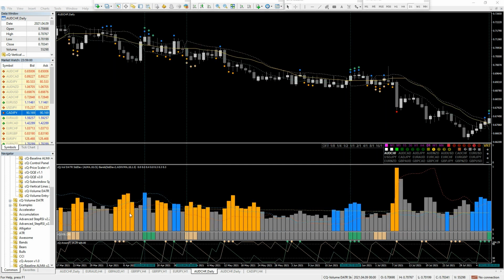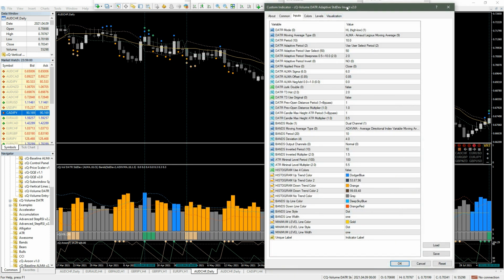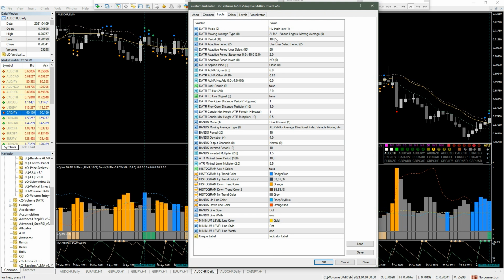Okay, now we'll move on to the volume DATR standard deviation inverted indicator. I added a few things. I removed the limiter and I replaced it with these, which I'll explain. And then I added a few input modes. These can cause a dramatic effect on how it responds. I think that's basically it.